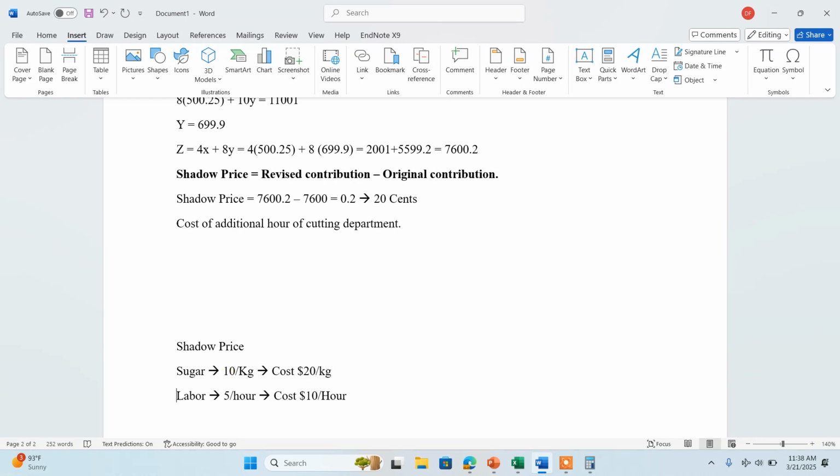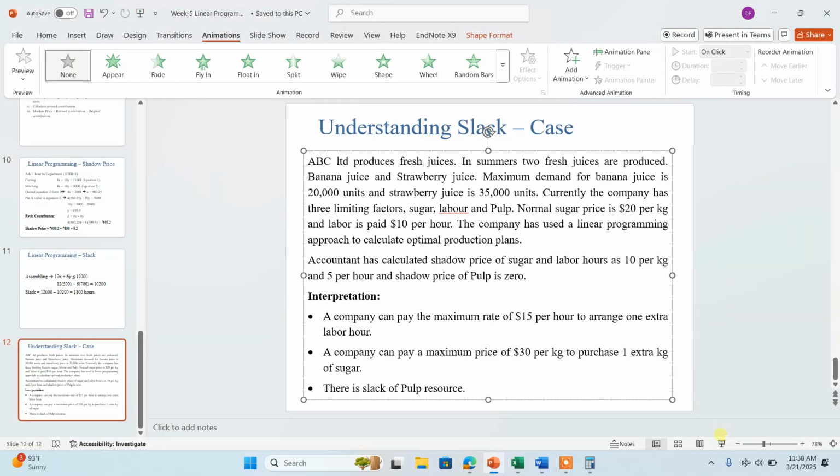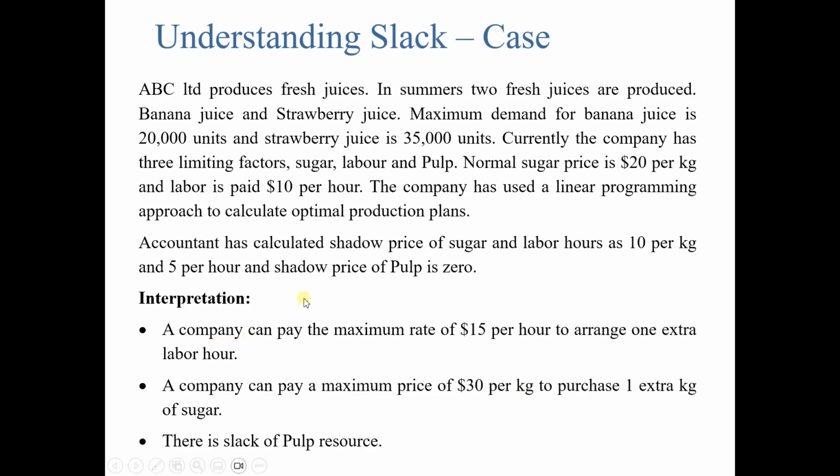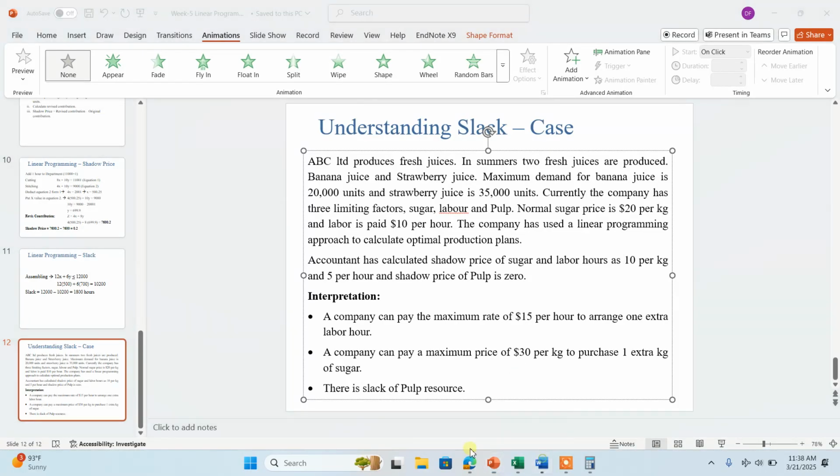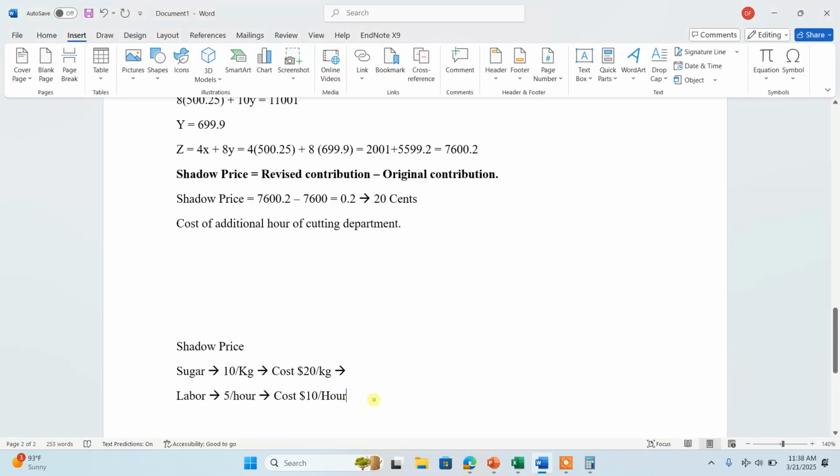Now my dear, how much additional is 20 plus 10. Now try to learn the interpretation of this. This is going to help you in the examination. It means that a company can pay a maximum rate of $15 per hour. Why $15? You can see that 5 is the additional benefit and 10 is the cost. So 5 plus 10, 15, you can afford it.